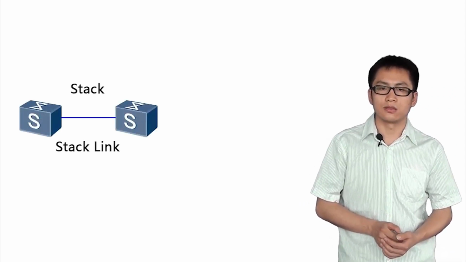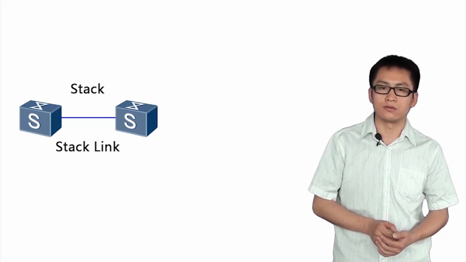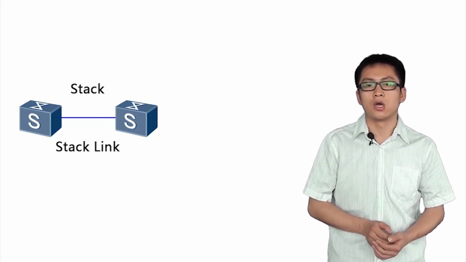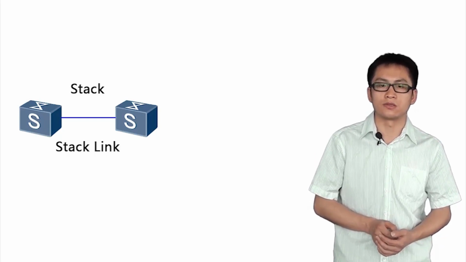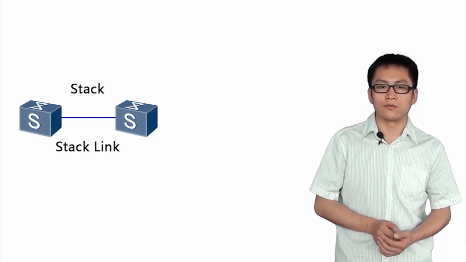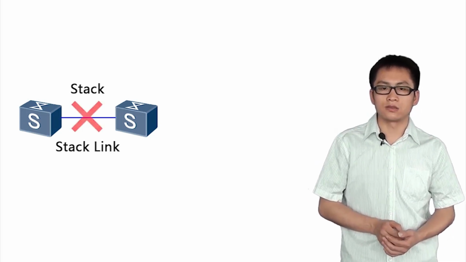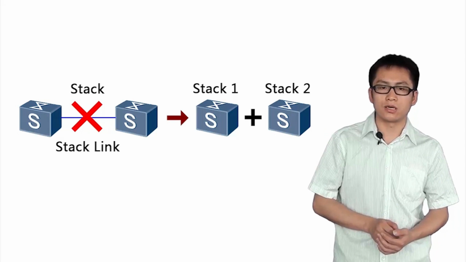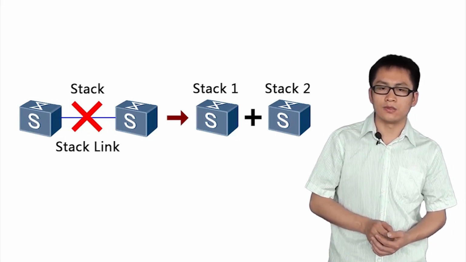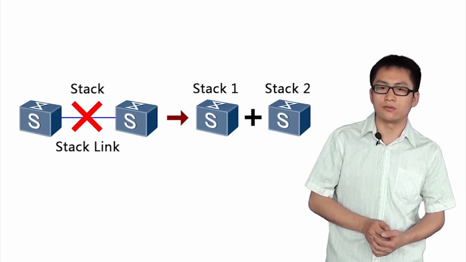Lastly, I will tell you how to reduce the impact of a stack split on the network. A stack split occurs when a stack system splits into multiple stack systems because one or more member switches have been removed from the system or because multiple stack cables are faulty. Once a stack system splits, multiple stack systems may use the same IP and MAC address. These conflicting IP and MAC addresses will lead to network faults.